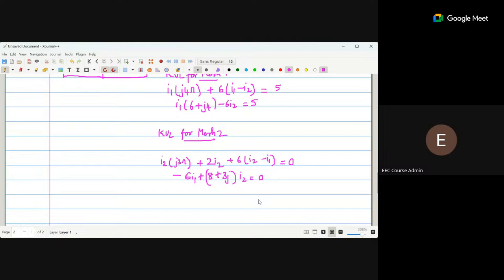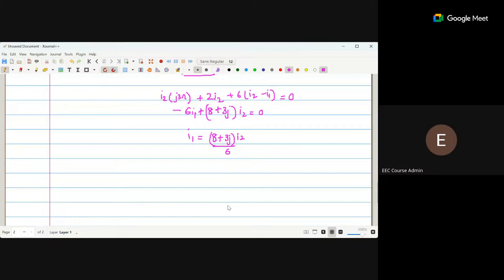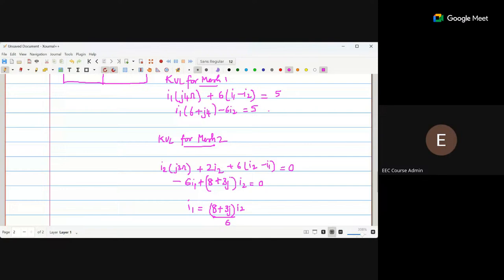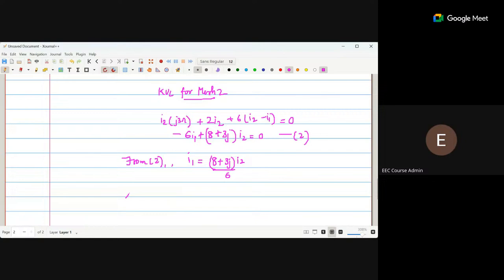So maybe I can write it as I1 equal to 8 plus 3j I2 by 6, correct? If I take this to the other side, you have a negative sign. Those two negative signs get cancelled. So I can write I1 as 8 plus 3j I2 by 6. So let me substitute in the first equation. This is 1, this is 2. From 2 we get I1 equal to this. So substituting I1 in equation 1, what do we get?